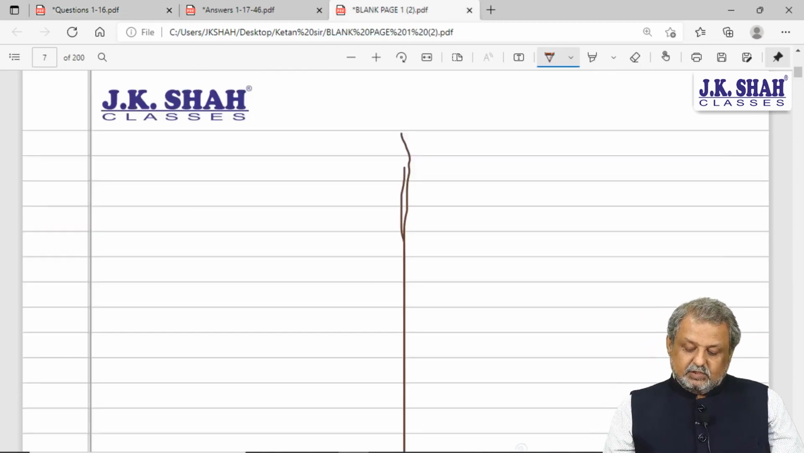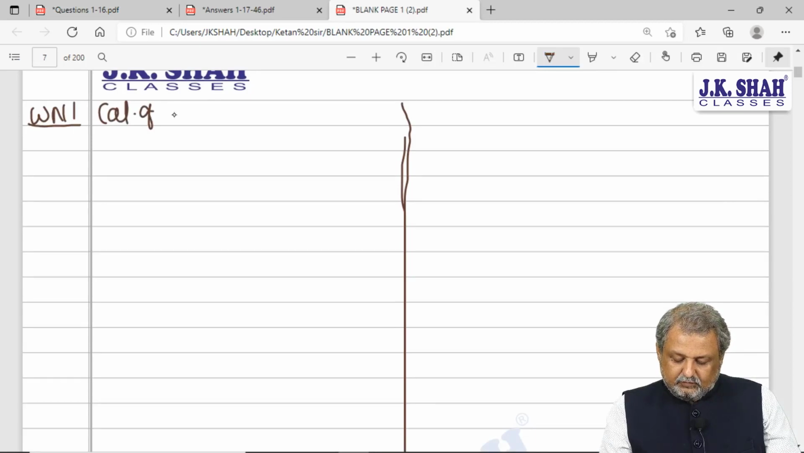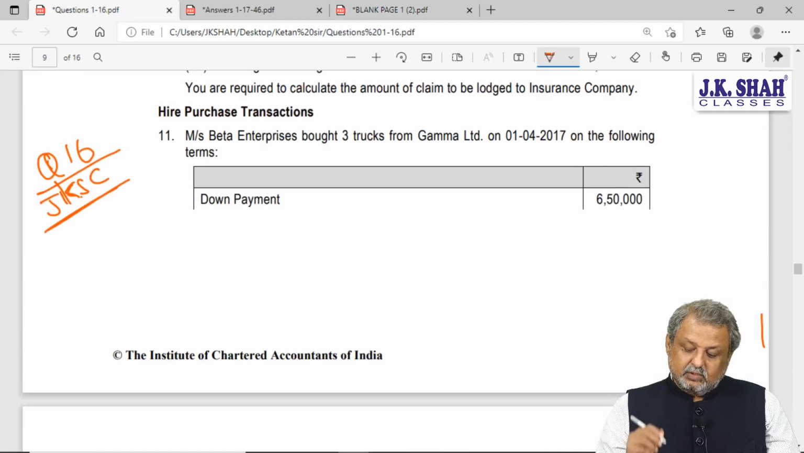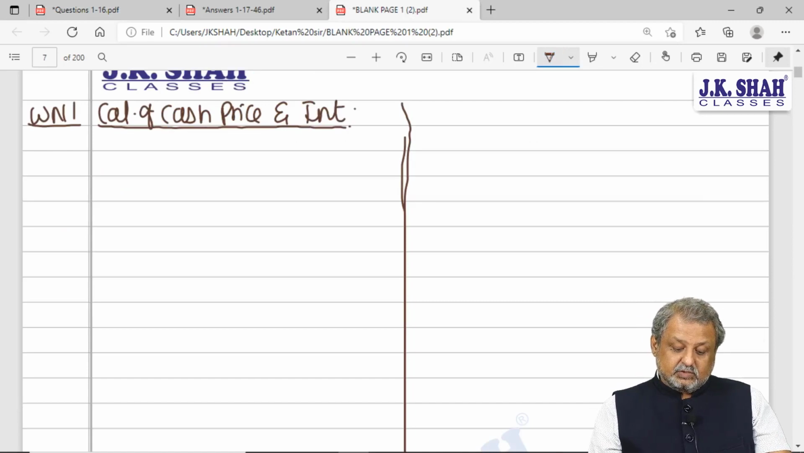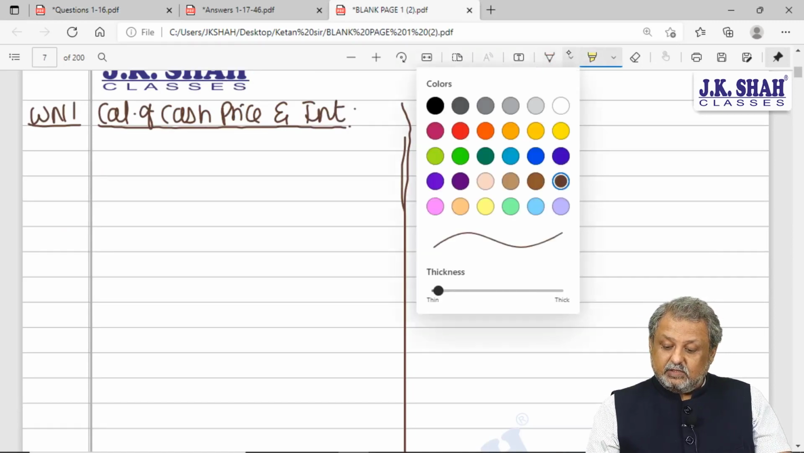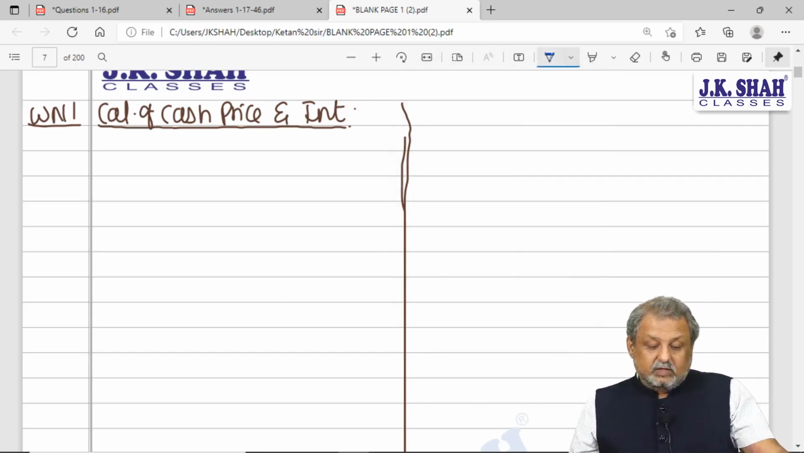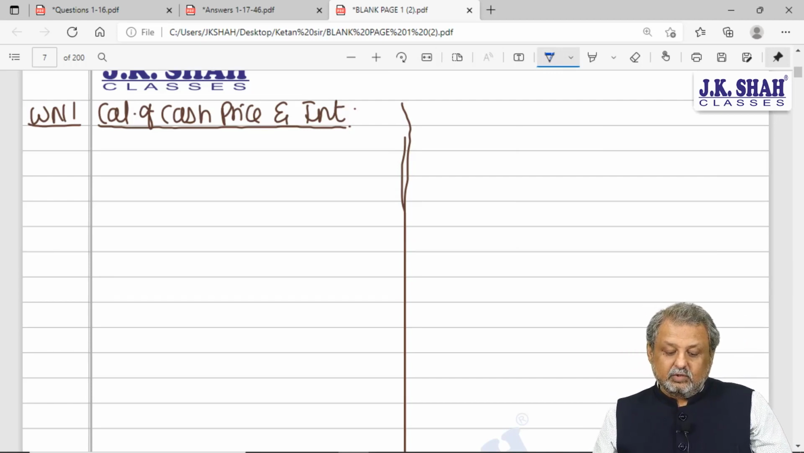So first let us do working note 1, calculation of cash price and interest. One more thing you should remember is that as far as working note presentation is concerned, you will once again do it in the manner in which you find yourself most comfortable. Working note presentation need not be in a particular format only.